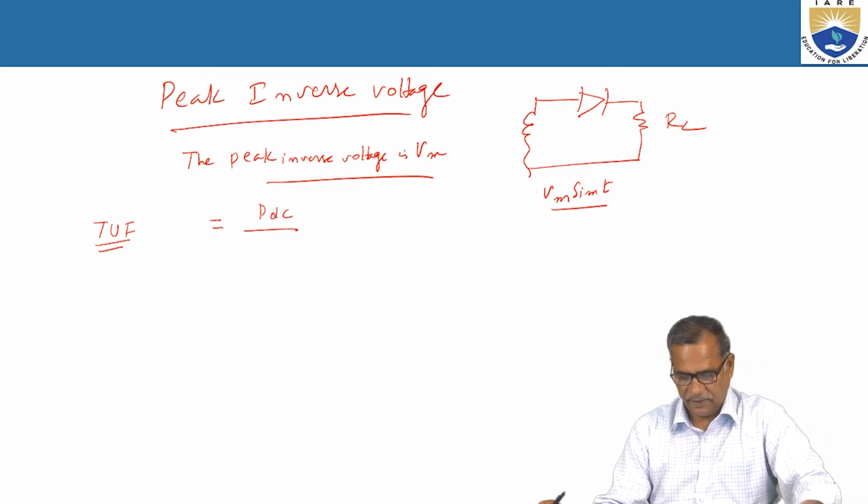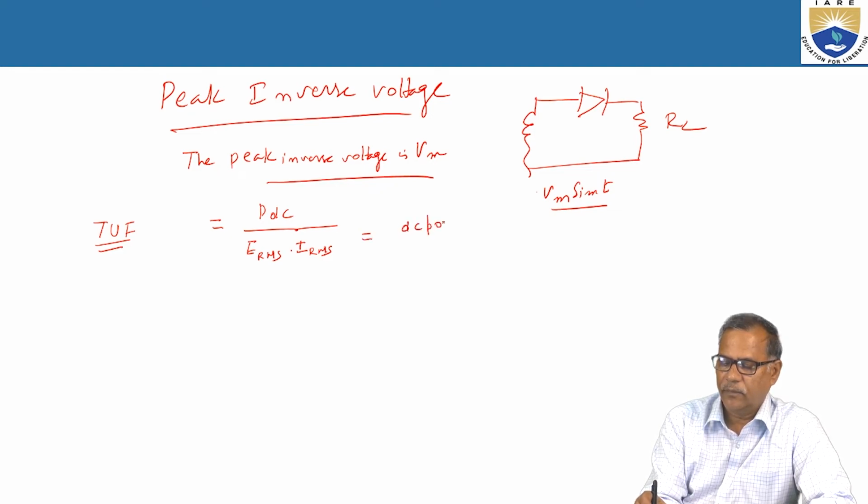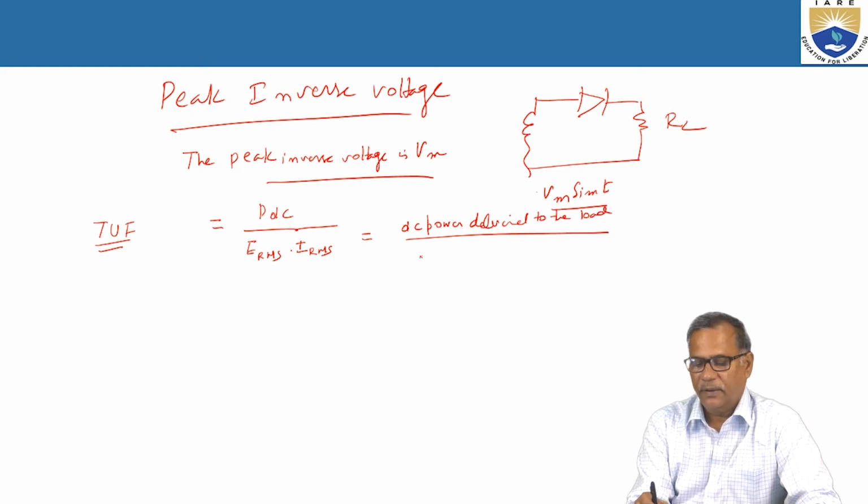Here we take the RMS value of the voltage and the current, so ERMS multiplied by IRMS. That is the AC power rating of the transformer. So TUF is nothing but the DC power delivered to the load to the AC power rating of the transformer.